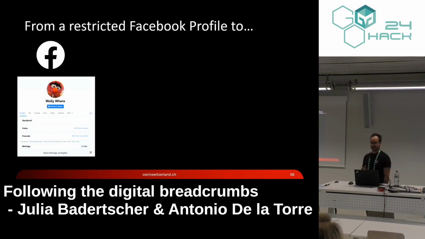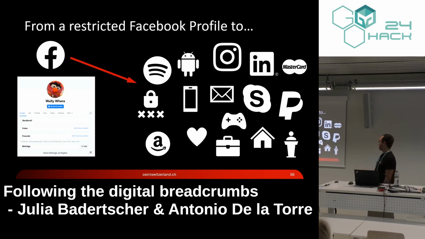So from a restricted Facebook profile, we gathered several accounts, several passwords, personal relationships, home address, where he works, where he studied, his email, his LinkedIn, what kind of card he uses, and also that he is politically active.